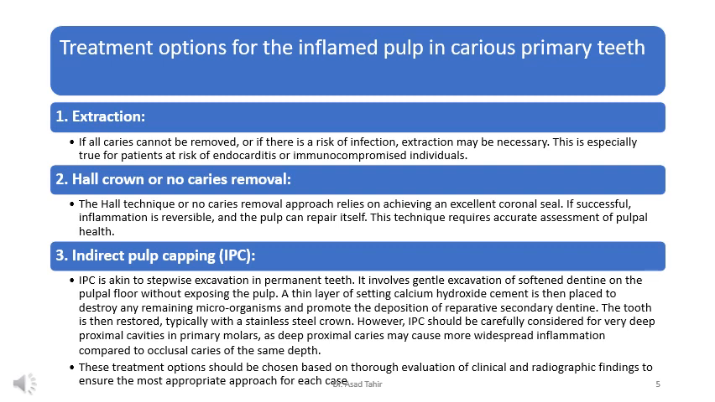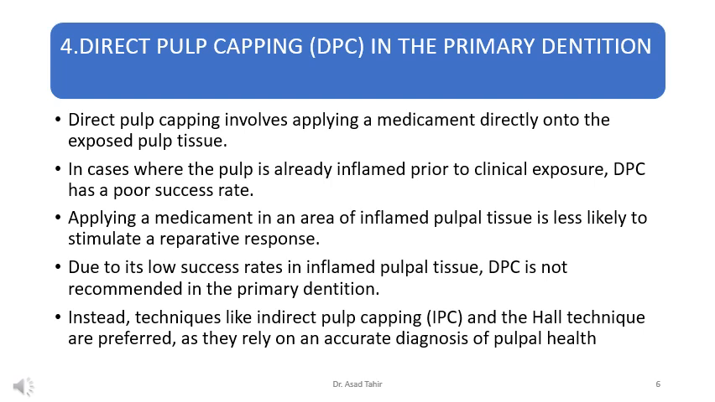Direct pulp capping, DPC, in the primary dentition. Direct pulp capping involves applying a medicament directly onto the exposed pulp tissue. In cases where the pulp is already inflamed prior to clinical exposure, DPC has a poor success rate. Applying a medicament in an area of inflamed pulp tissue is less likely to stimulate a reparative response.